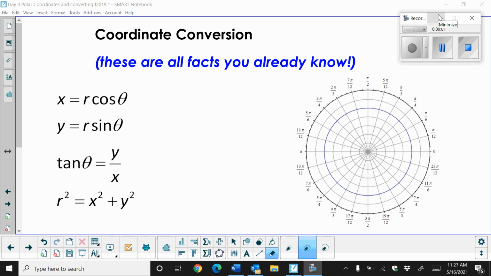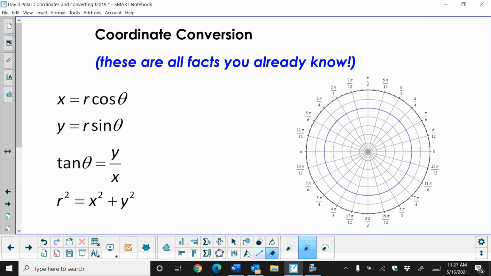MooMooMath. Today we are going to look at converting coordinates between polar and rectangular forms. So you guys already know from vectors these two rules, that the x-coordinate in a vector is equal to r times cosine theta, where r is your magnitude and your x direction is cosine theta, and the y-coordinate is r, or the magnitude, times sine theta.